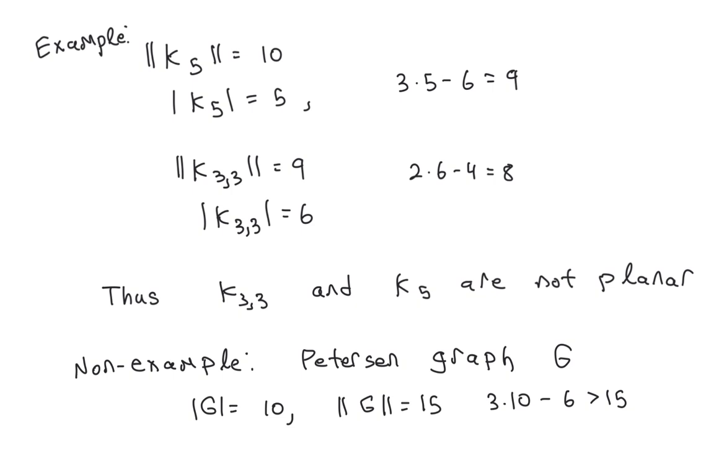In general, this approach doesn't always work, because as we'll see in a later lecture, the Petersen graph is not planar. But if you do this calculation, you discover that the number of edges of the Petersen graph is actually smaller than the upper bound on the number of edges in a planar graph on 10 vertices. Therefore, this upper bound is useful for showing that a graph is not planar, but it doesn't always work.